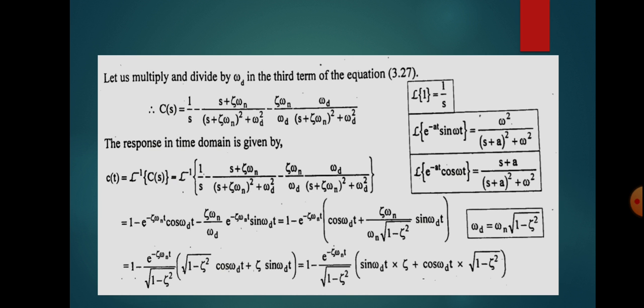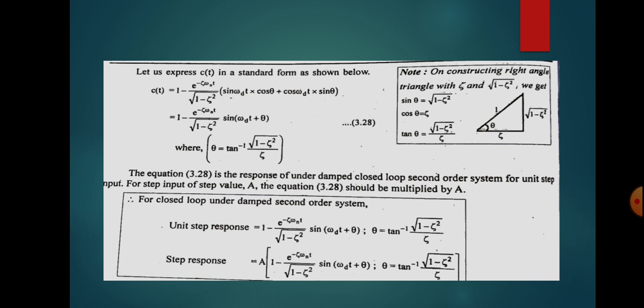Finally you will get 1 minus e raised to minus δωn t divided by square root of 1 minus δ² into (sin ωd t times δ plus cos ωd t times square root of 1 minus δ²). So C(t) can be represented in the standard form: 1 minus e raised to minus δωn t divided by square root of 1 minus δ² into (sin ωd t cos θ plus cos ωd t sin θ). That is sin a cos b plus cos a sin b, which equals sin(a + b). So it equals 1 minus e raised to minus δωn t divided by square root of 1 minus δ² into sin(ωd t + θ), where θ equals tan inverse of square root of 1 minus δ² divided by δ. So this is the equation for the time response C(t).